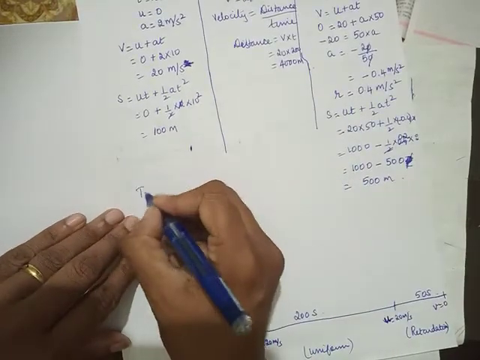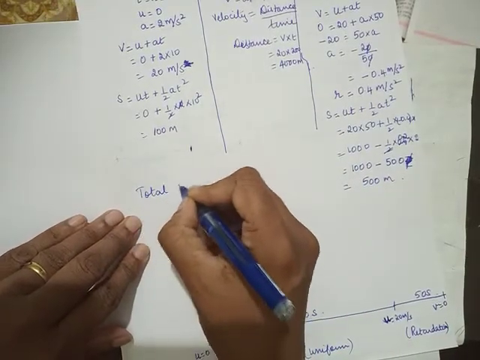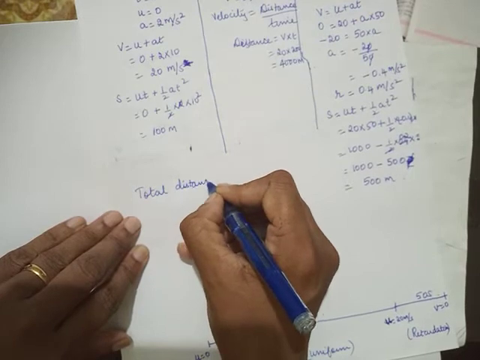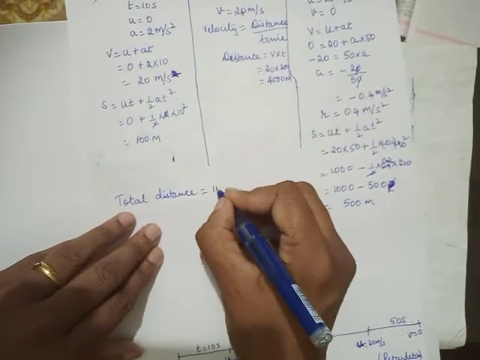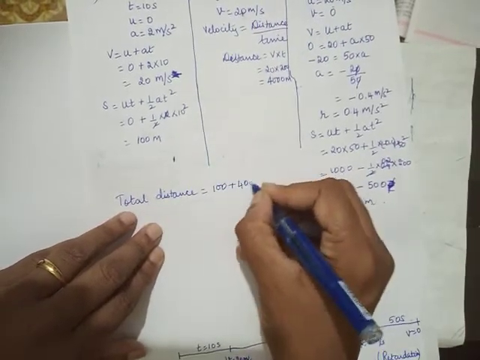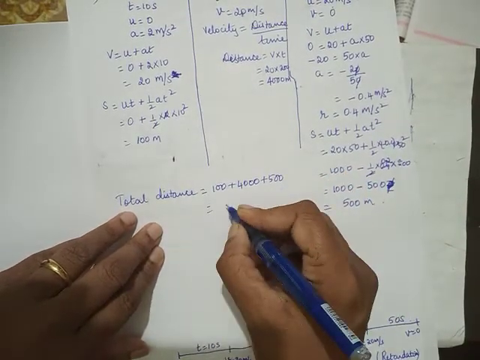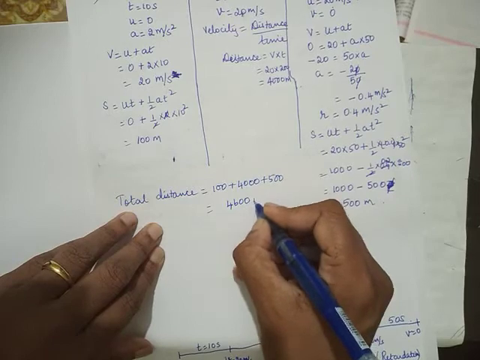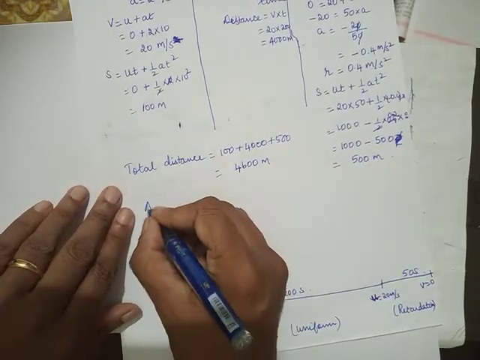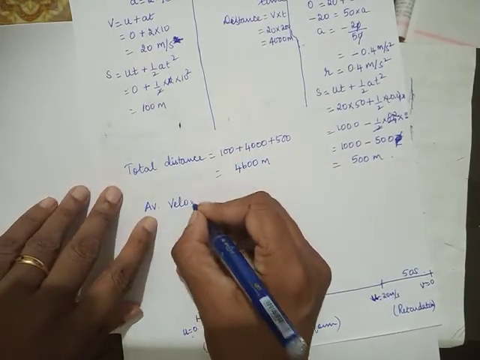They've asked you to find the total distance traveled. So what will be the total distance traveled? It is equal to 100 plus 4000 plus 500, that is 4600 meter. They've also asked us to find the average velocity.